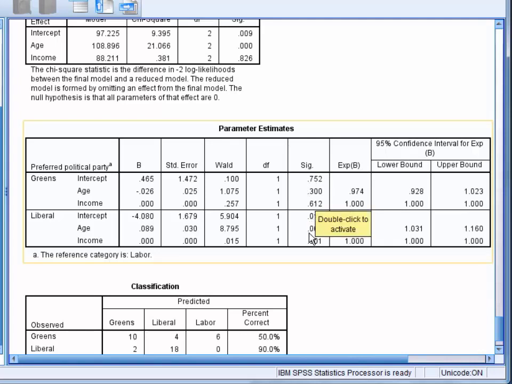However, we can see that for each 1 year increase in age, individuals become 9.4% more likely to vote for the Liberals over the Labour Party. When reporting the results, you would generally report the model fitting information, R-square statistics, and the coefficients and confidence intervals from the variables in the equation table.